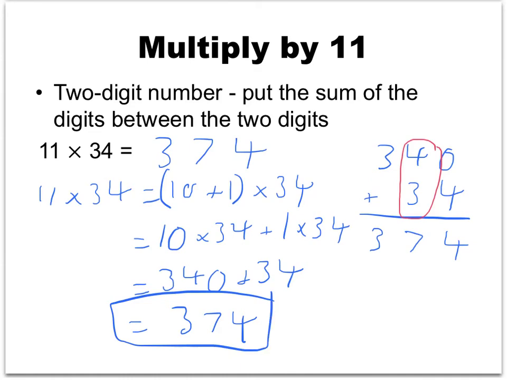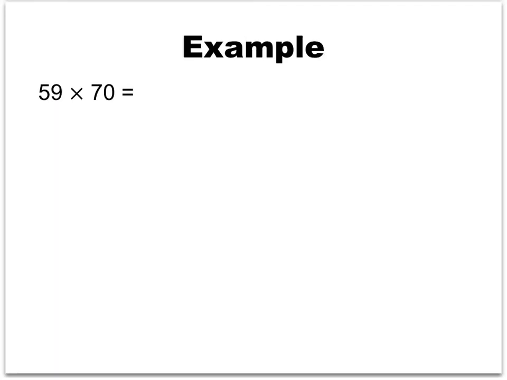So this example illustrates why this trick works, where the sum of those digits comes from, and why we put that there in the middle. So let's look at a couple of other examples of using the same kind of tricks that we just talked about, or I shouldn't say tricks, using the properties of arithmetic to simplify some more complicated arithmetic problems.